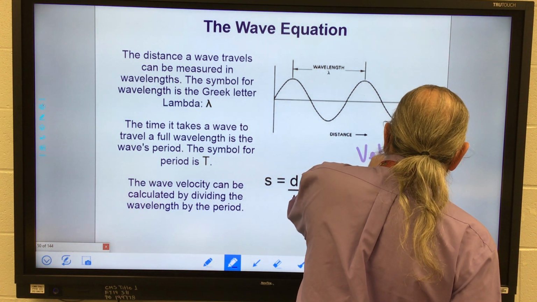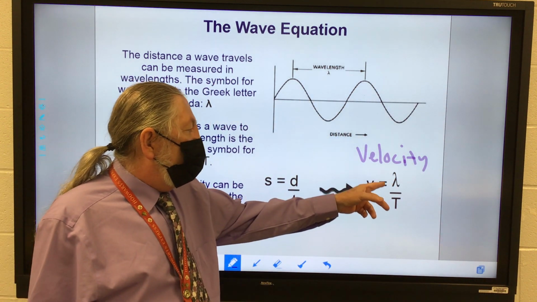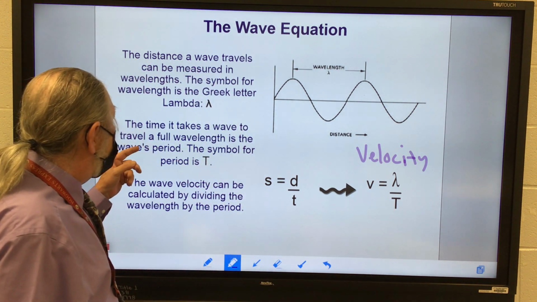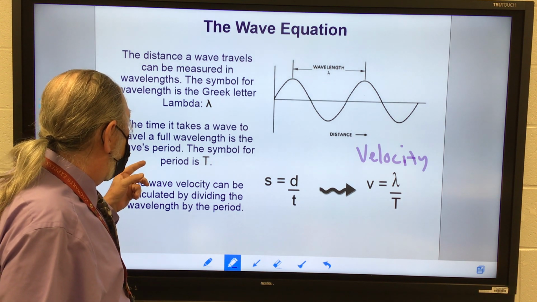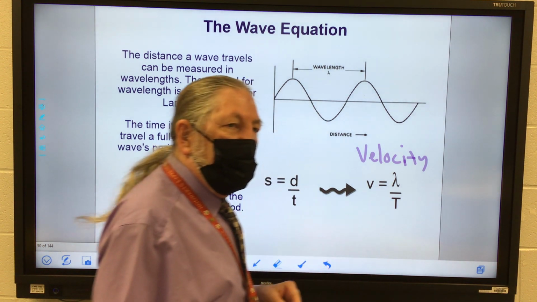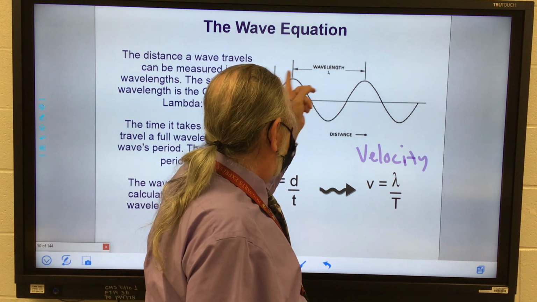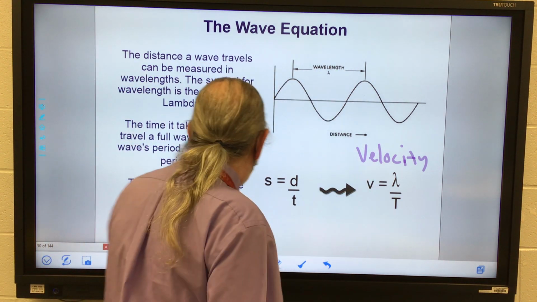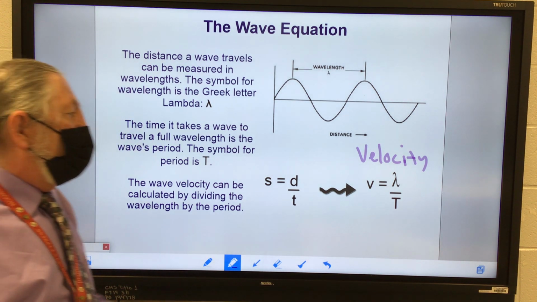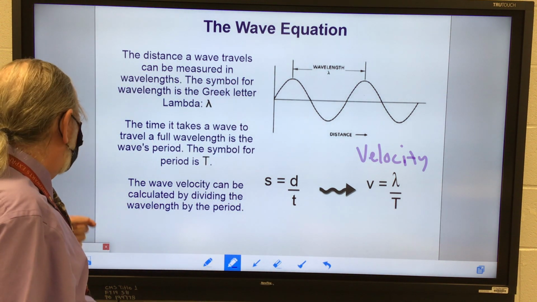Okay, this is velocity. Velocity is speed in a certain direction. Everybody remembers that, right? Okay, so velocity equals, what is this? The wavelength. Velocity equals the wavelength divided by the period. Okay, whatever the wavelength is, however that measurement is, divided by the period. Okay, and the period is the time, capital T time. Okay, got the idea? Yes.